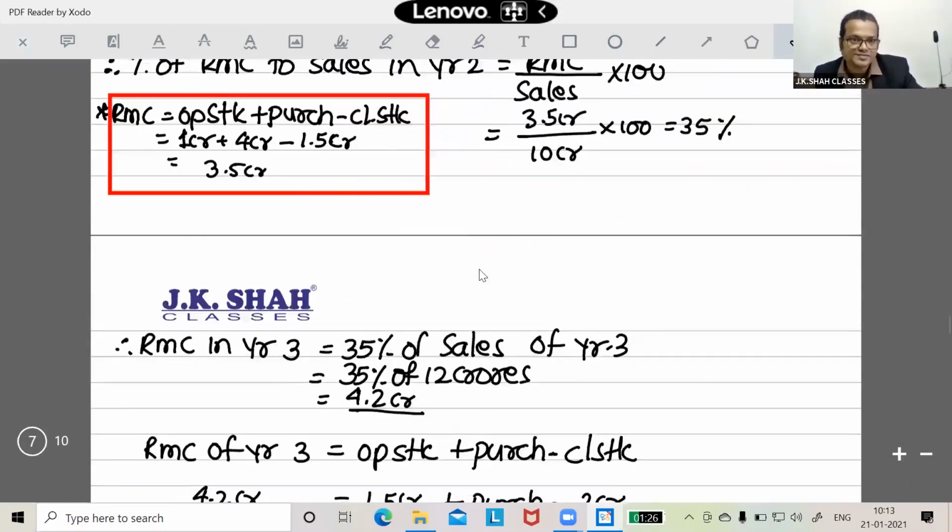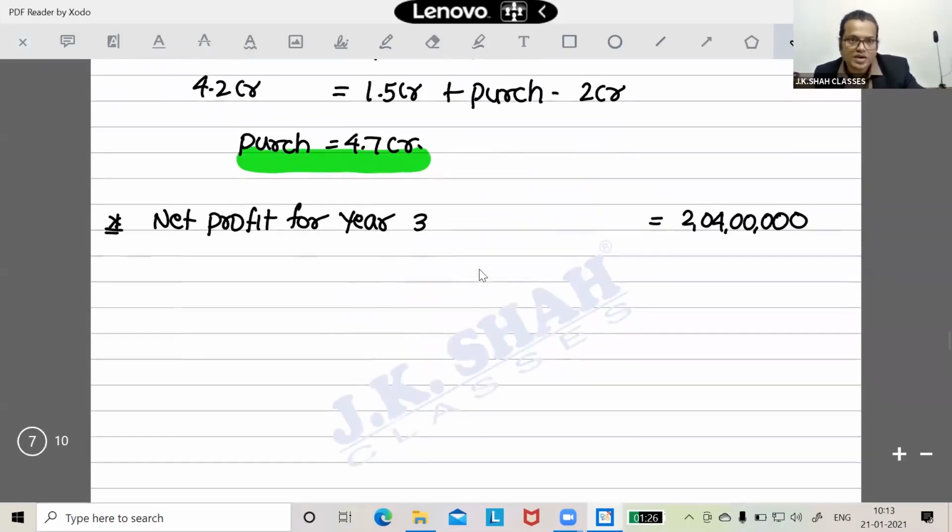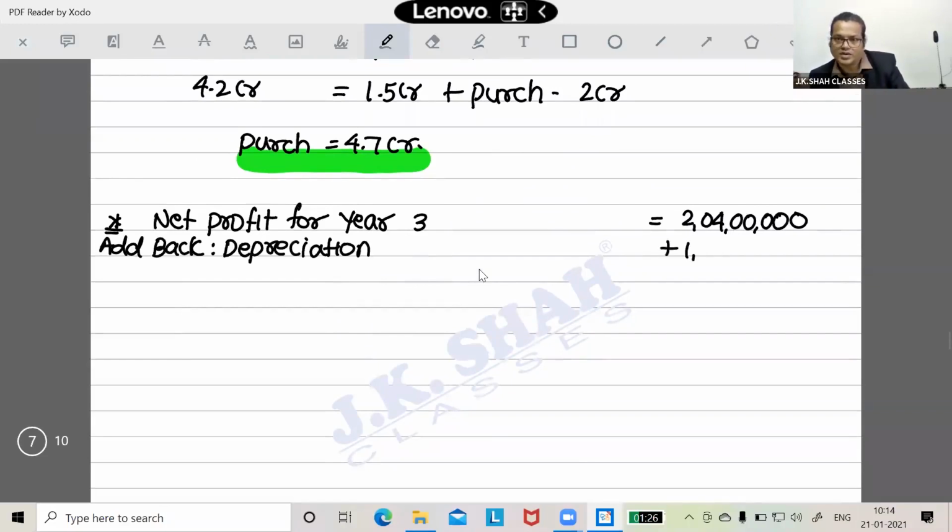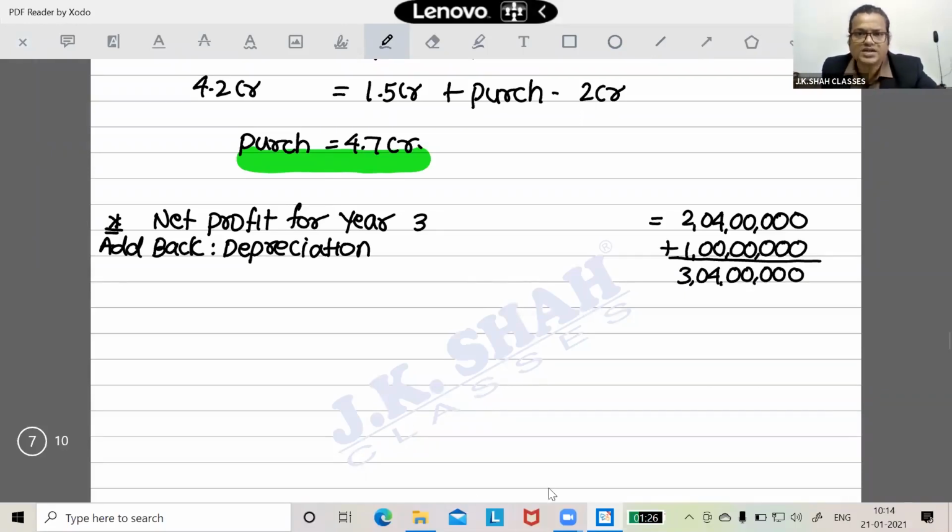So I will say add back depreciation 1 crore. Correct? So it will become how much? It will become 3 crore 4 lakh. People, did you understand the concept of adding back the depreciation? Sure, na? That it's a non-cash expenditure. Profit comes down, but the cash doesn't come down. Okay, fine. But that's not all. Wait a minute.